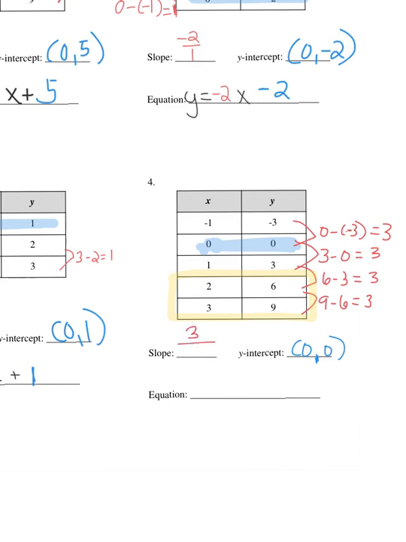Now we're going to find the change in x, which we would just pick 2 points. So we can see 3 minus 2 is 1, right? 2 minus 1 is 1. 1 minus 0 is 1. And 0 minus negative 1 is also 1. So we can clearly see that the change in x is 1.